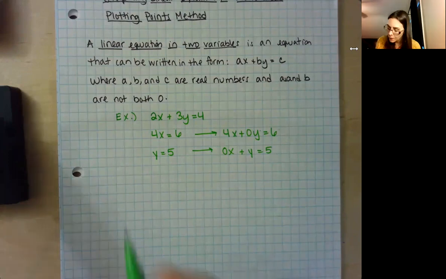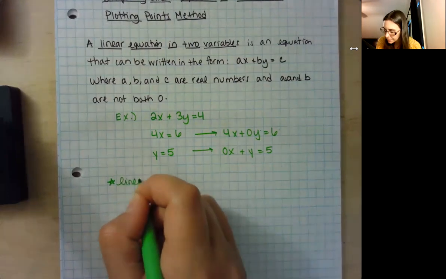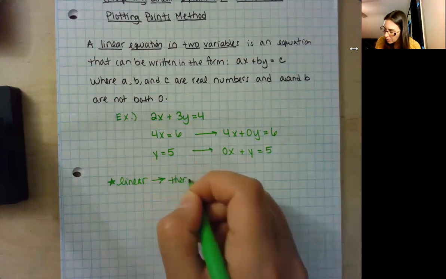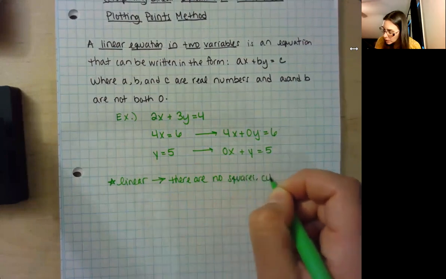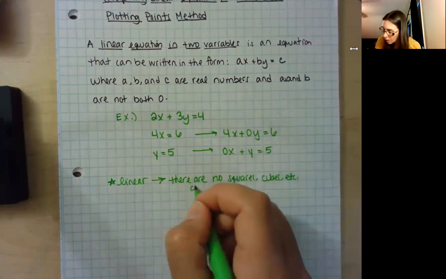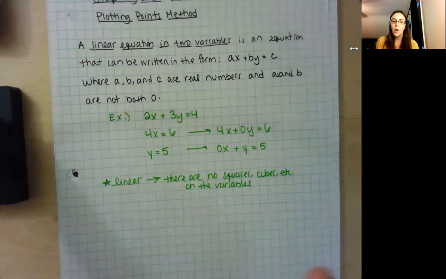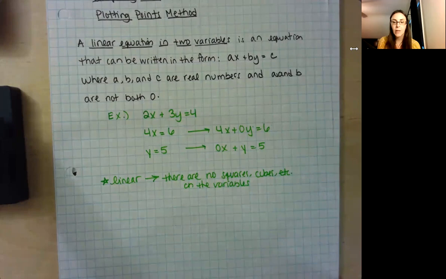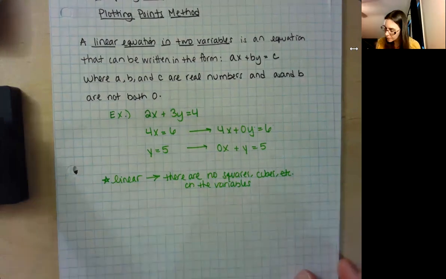I do want you to notice some key things here for the idea of linear. There are no squares or cubes, etc., on the variables. So even though we can have fractions and decimals, we're not going to see any exponents here besides 1. So we're not going to see squares or cubes or things like that. They do exist. There are equations like that, but we're not going to get to that in this class, or at least for graphing at this point in time.